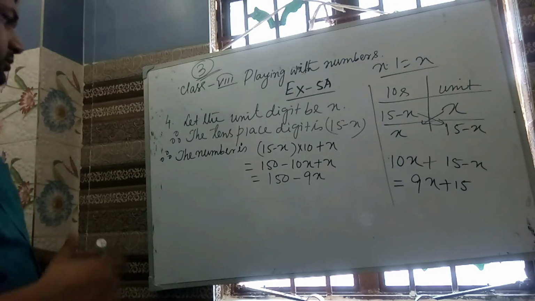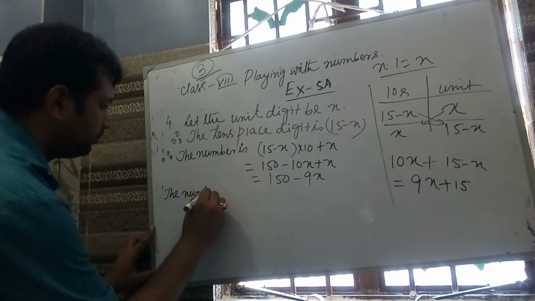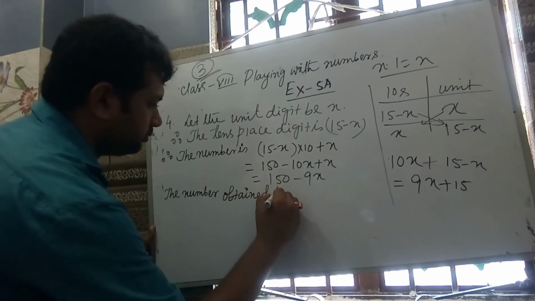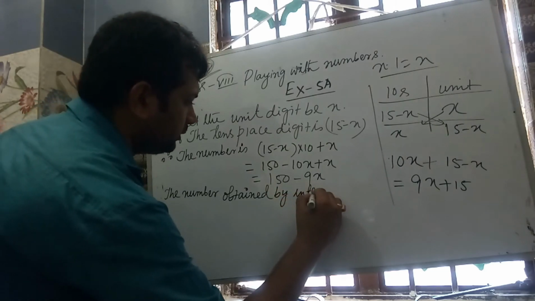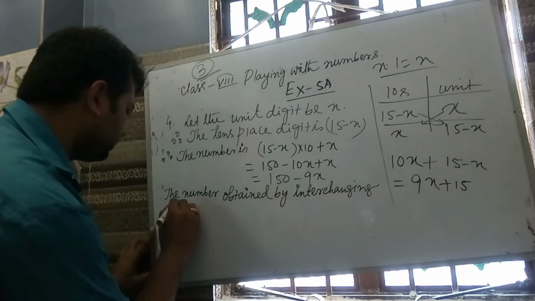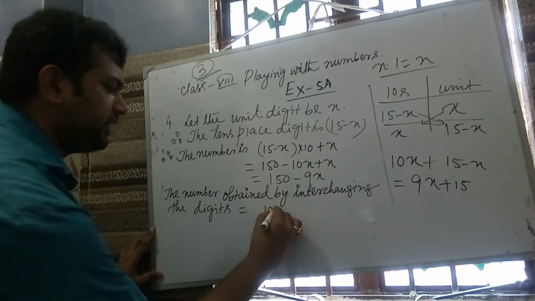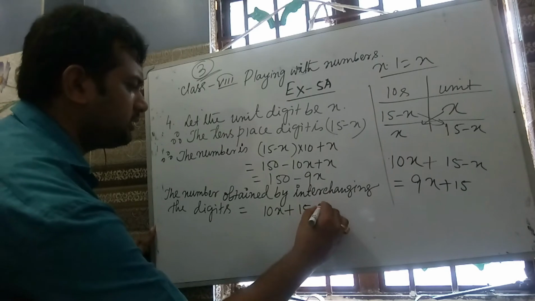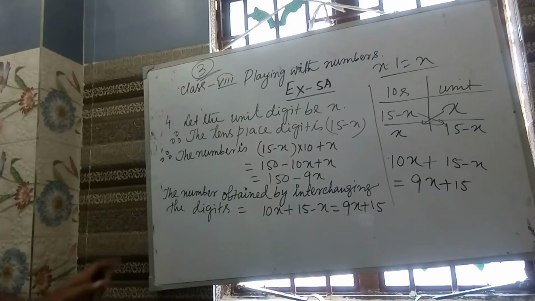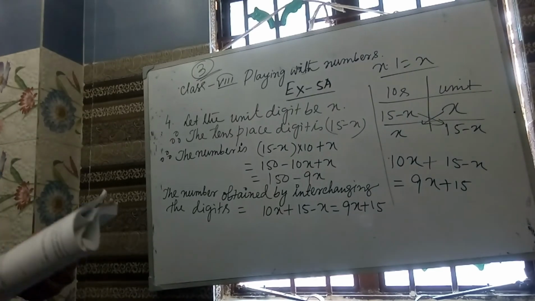Okay. So we will be writing: the number obtained by interchanging the digits is 10x plus 15 minus x, that is 9x plus 15. Okay. So we are remaining with the equation form and solving only.